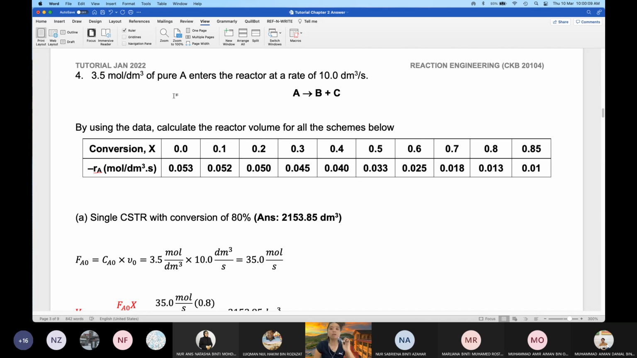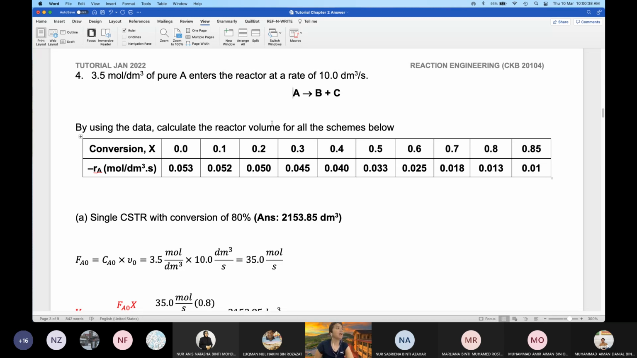So let's say you make a mistake in this part. Say you think this 3.5 is FA0. If you put it as FA0, the entire calculation will be wrong. It means at the very first step, you wrongly identified it. You thought it was FA0, but actually it is CA0. The entire question is gone for you. So make sure you do not make this mistake. Look at the unit, you must be sure first what the value is. Okay, so this part, this is CA0.